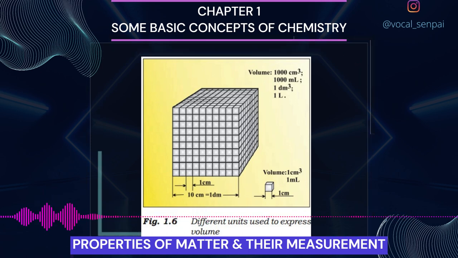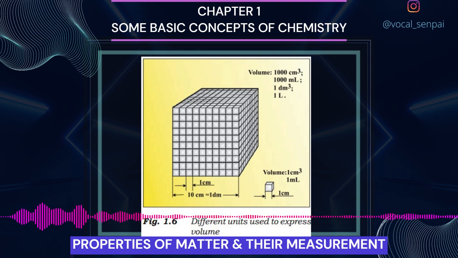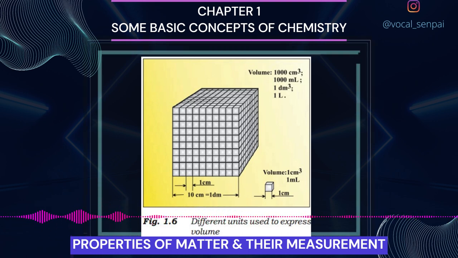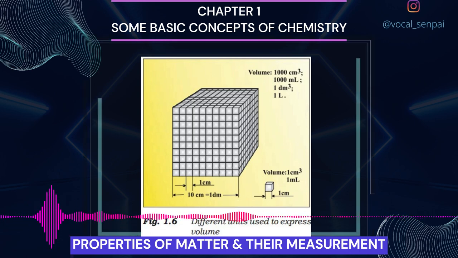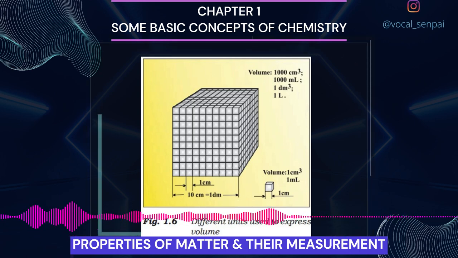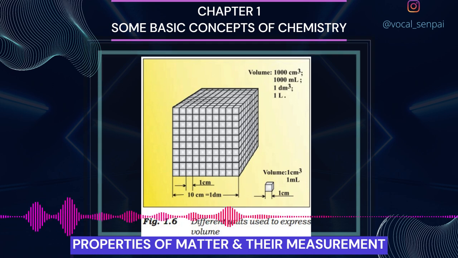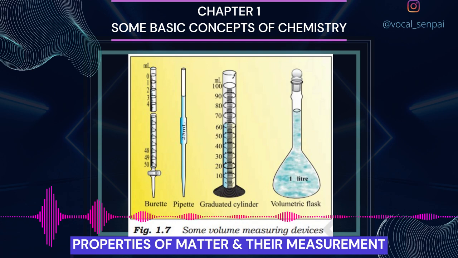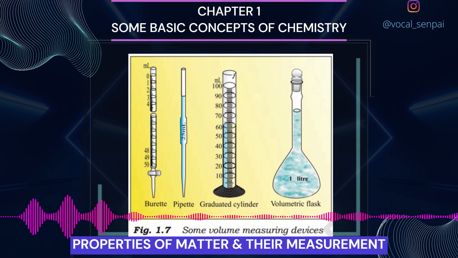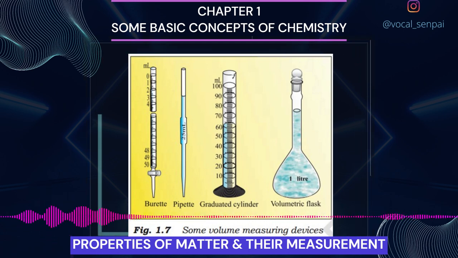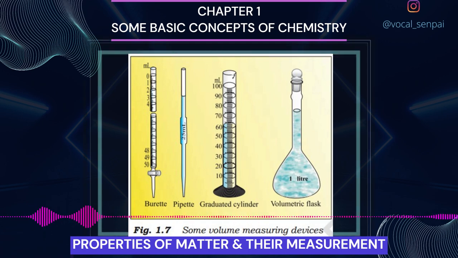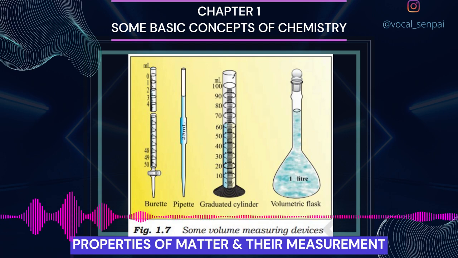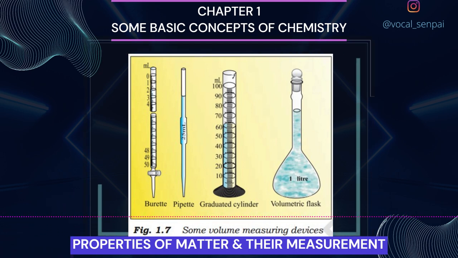A common unit, liter, L, which is not an SI unit, is used for measurement of volume of liquids. 1 liter is equal to 1000 mL. 1000 cubic centimeters is equal to 1 dm3. Fig. 1.6 helps to visualize these relations. In the laboratory, the volume of liquids or solutions can be measured by graduated cylinder, burette, pipette, etc. A volumetric flask is used to prepare a known volume of a solution. These measuring devices are shown in Fig.